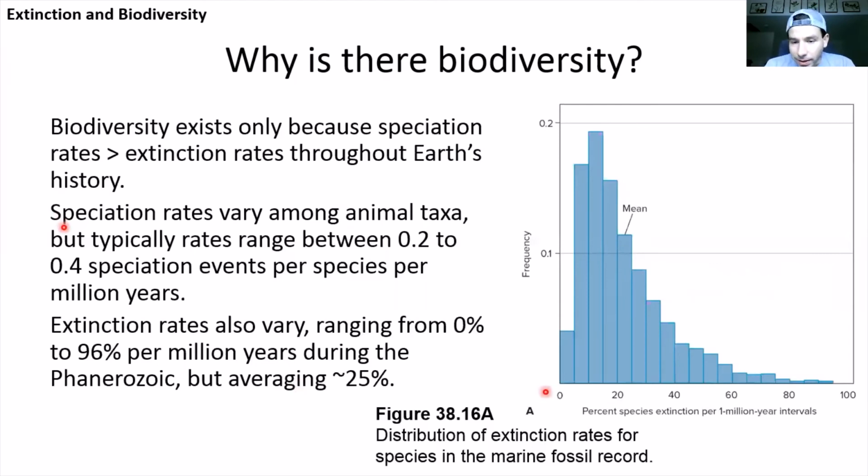So this is a figure from the text that shows the distribution of species extinction rates per million year intervals. And you see that in some million year intervals, there was very little extinction. And in a few million year intervals, there was a lot of extinction, almost in the 90% and more. But the average is about 25% per million years.